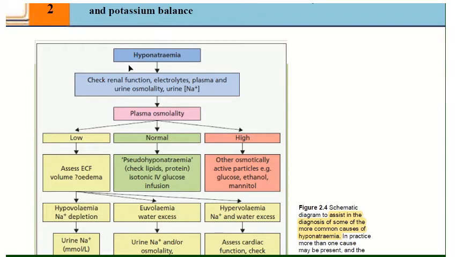فإذا حالة الهايبونايتريميا is suspected, check renal function, electrolytes, plasma and urine osmolality والurine sodium. واعتمادا على البلازما اوزمولاليتي إذا كانت مثلا هاي other osmotically active particles example glucose, ethanol, mannitol يعني ممكن احتمال هذني other osmotically active particles لهن علاقة بالموضوع.